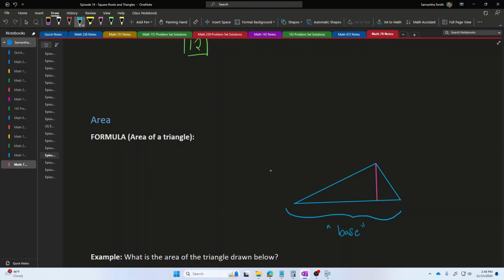And if we have set the triangle down on the ground so that its base is on the table or on the ground, and then if we look at how tall the triangle is from the base to its highest point, that is called the triangle's height.